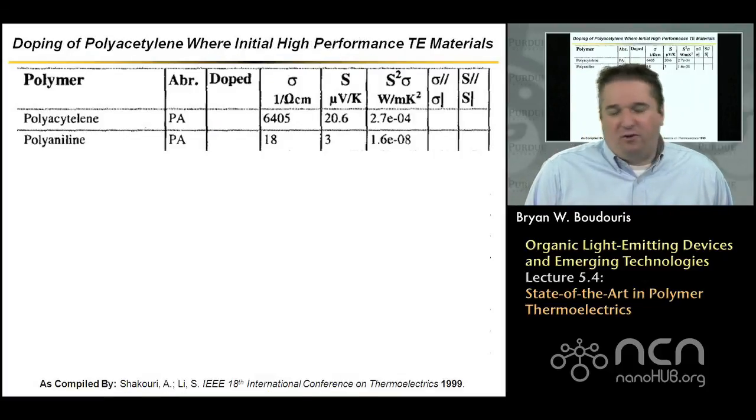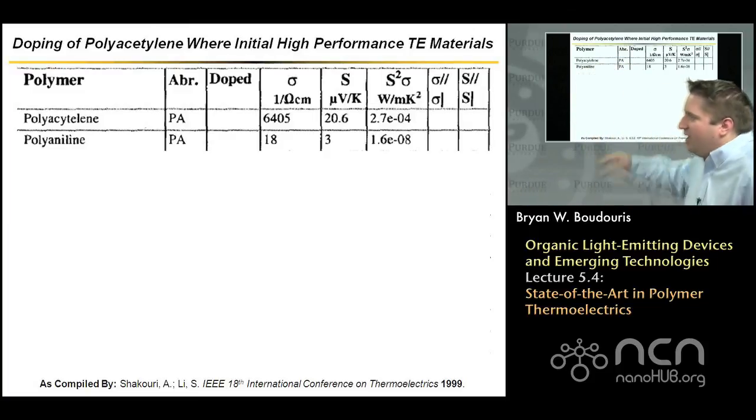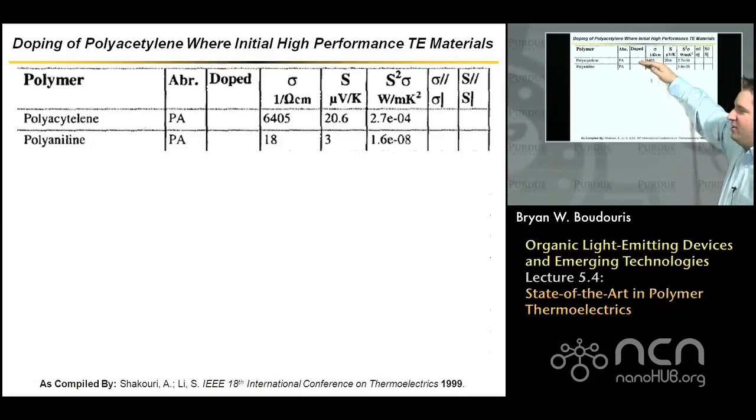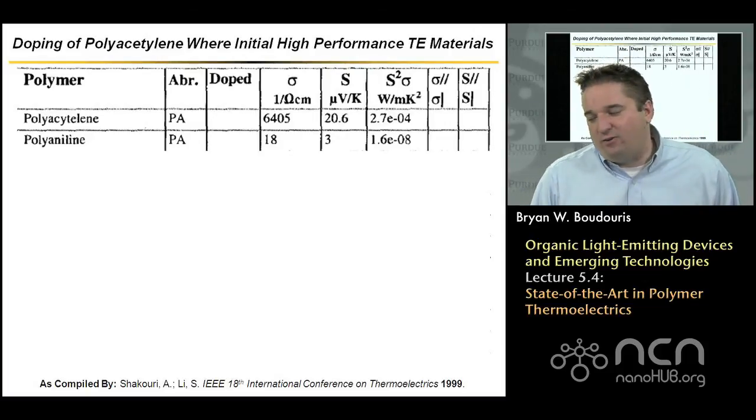And when polymer thermoelectric materials started out, this is roughly in the early 90s. Okay? The first material that was really looked at in depth was polyacetylene, or PA. Okay? And here we have polyacetylene. We can see that we haven't doped it, but if you look at the electrical conductivity of polyacetylene, it's somewhere on the order of 6,000 inverse ohms, inverse centimeters. Its Seebeck coefficient is around 21 microvolts per Kelvin, and that gave it a power factor of somewhere on the order of 10 to the negative fourth watts per meter Kelvin squared.